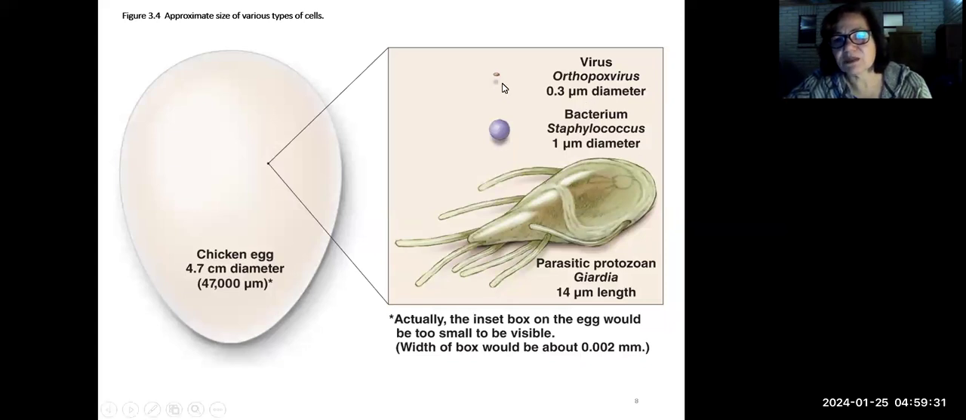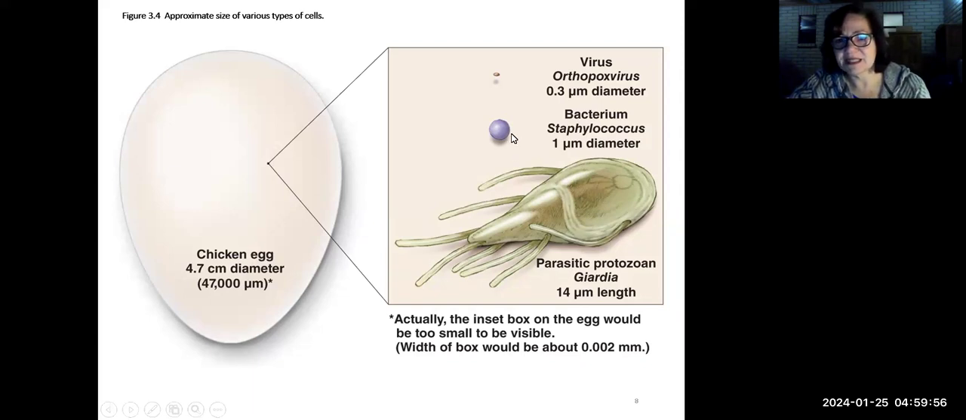And look how much smaller than that viruses are. That's why it took even longer to detect viruses and figure out what they were. We knew the effects of viruses, we hadn't seen them yet. Okay. So you can see the bacterium looks enormous compared to the virus.